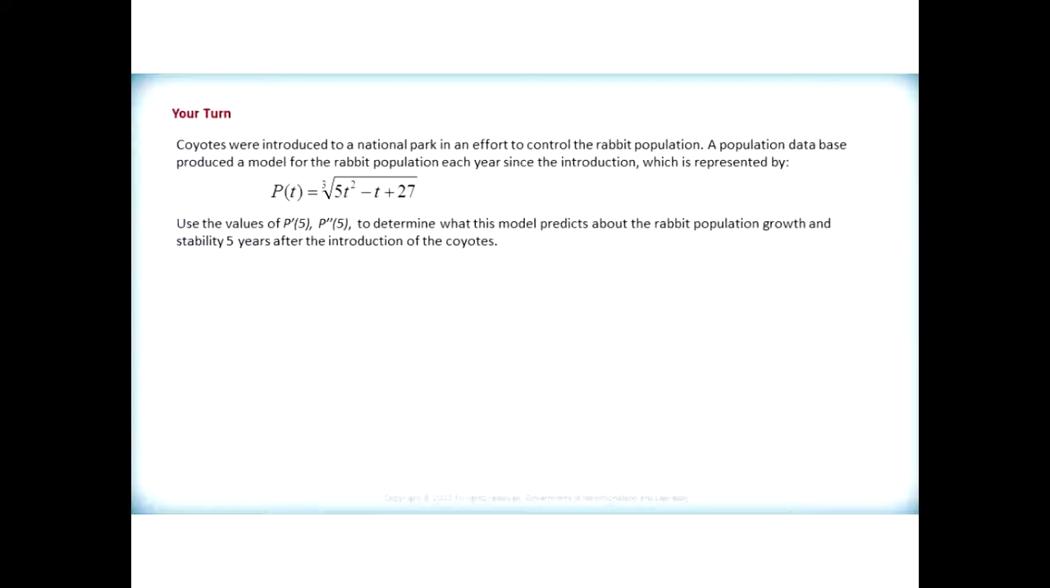Alrighty, so here's the your turn question. So it's only a quick session this time, not a whole lot here. So the your turn question talks about coyotes that were introduced to a national park in an effort to control the rabbit population. So a population database produced a model for the rabbit population each year since the introduction, which is represented by that. Okay, so it says use the values of P prime at 5 and P double prime at 5, so just some derivatives and second derivatives to calculate, and to see what it predicts about rabbit population growth and stability 5 years after the introduction of the coyotes. So take some time to work that out. Pause the video if you like.